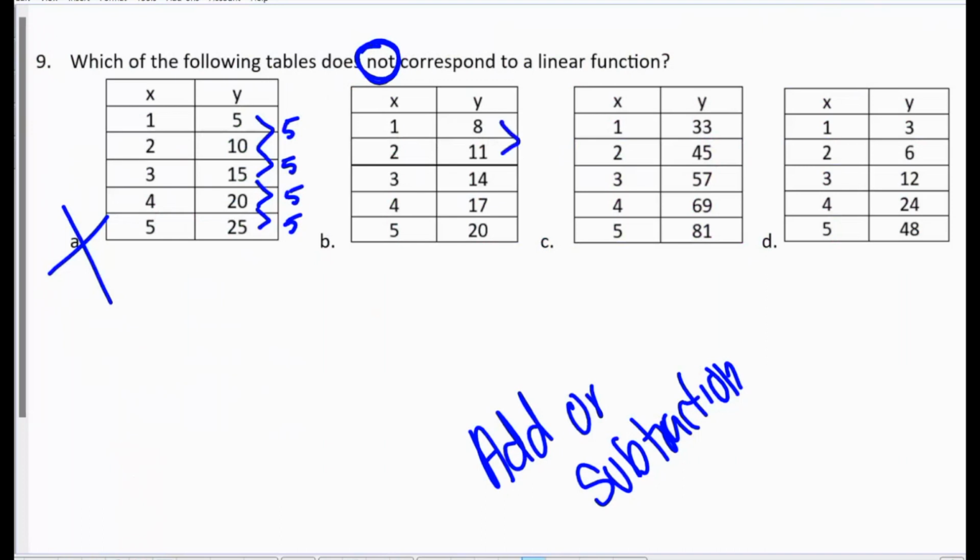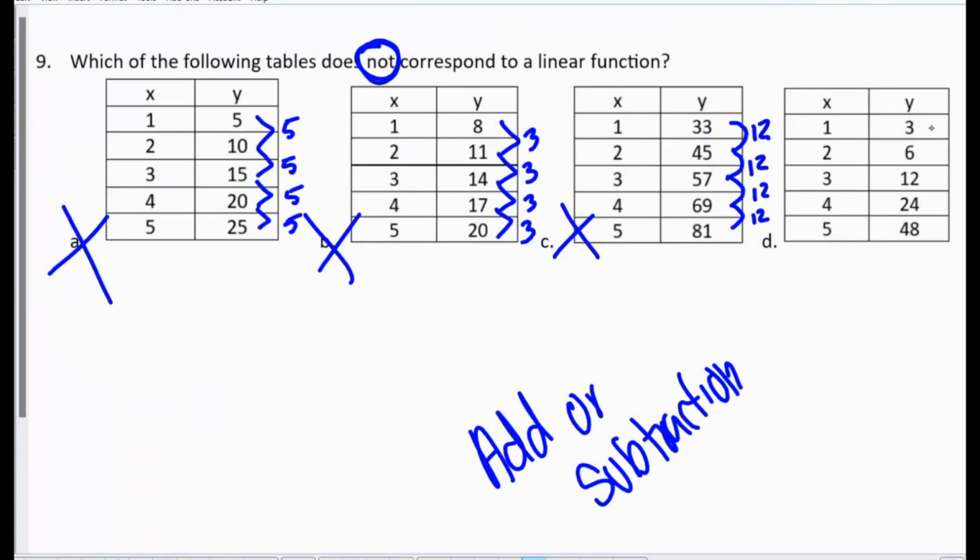8 to 11 is 3. 11 to 14 is 3. 14 to 17, 3. 17 to 23. Not going to work. 33 to 45 is going to be 12. 45 to 57 is 12. 57 to 69 is 12. 69 to 81 is 12. So that is also not going to work. So that's just going to leave letter D.